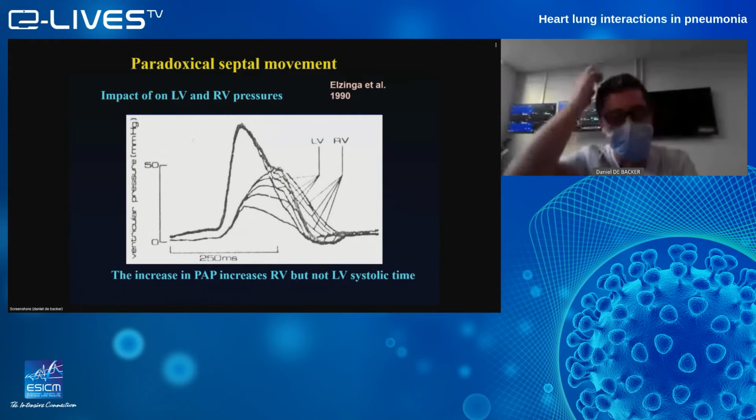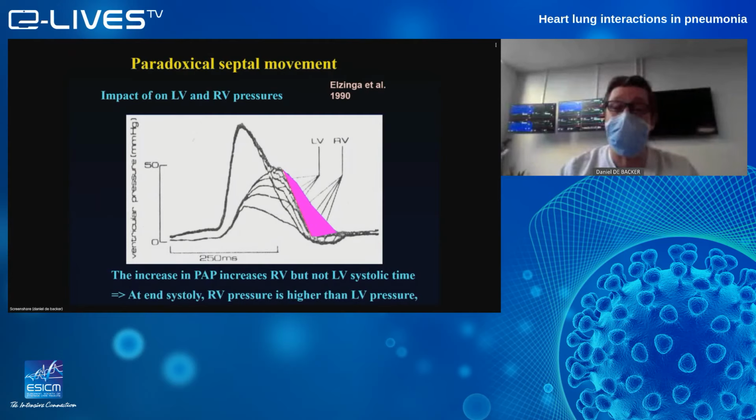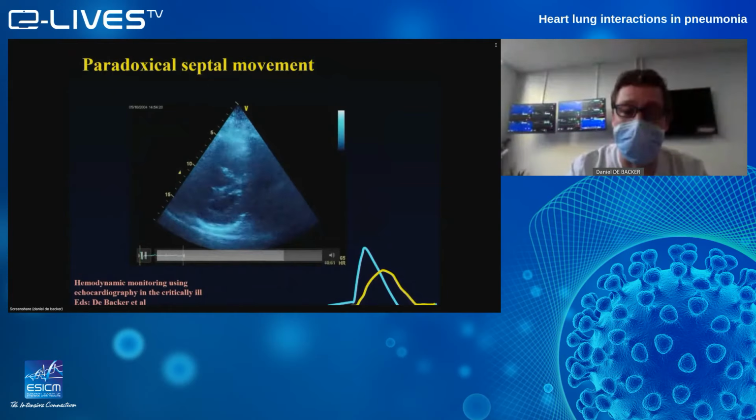What is exactly the paradoxical septal movement? Well, the left heart, when there is an increase in its afterload, will have exactly the same systolic time. However, for the right heart, when there is an increase in the right ventricular afterload by an increase in the pulmonary artery pressure, in these conditions, there is an increase in the systolic time. And the consequence of the increase in the systolic time is that at the end of the systole, when there is significant pulmonary hypertension, the pressure in the right ventricle will be higher than the pressure in the left ventricle. And this will induce a shift in the septum from the right heart to the left side of the heart. So we can see here this bowing occurring here at the end of the systole, as you can see here.